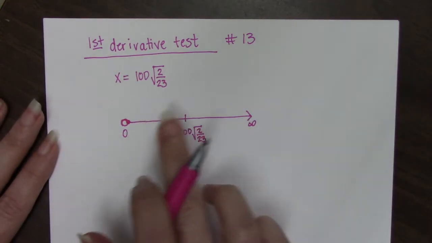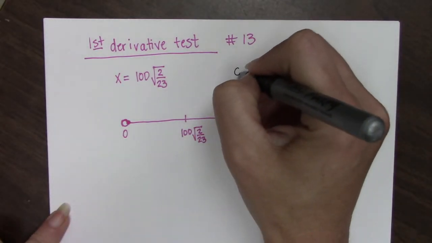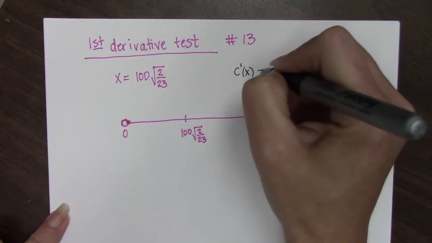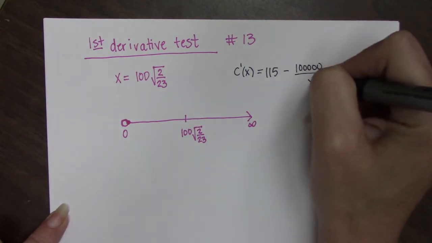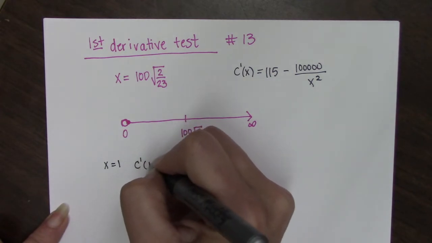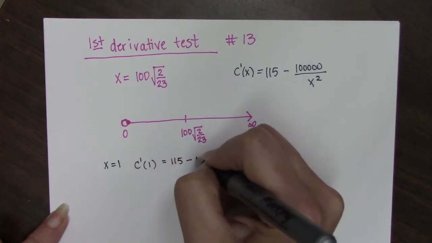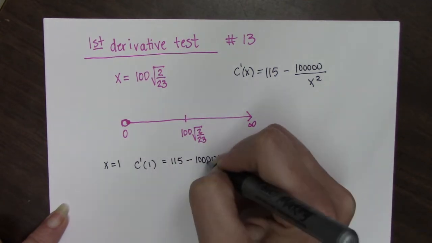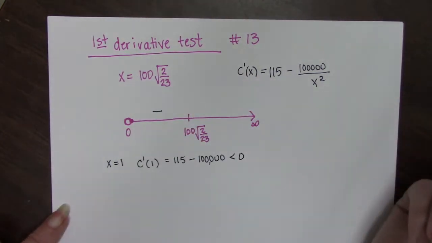Now I need to test values to the left and to the right of this. So I'm going to pick something really simple like 1. So the derivative, just in case we forgot, was 115 minus 100,000 over x squared. So when x is 1, c prime of 1 is 115 minus 100,000, which is a negative number. Remember, I only care about the signs of these numbers. So this guy is negative.